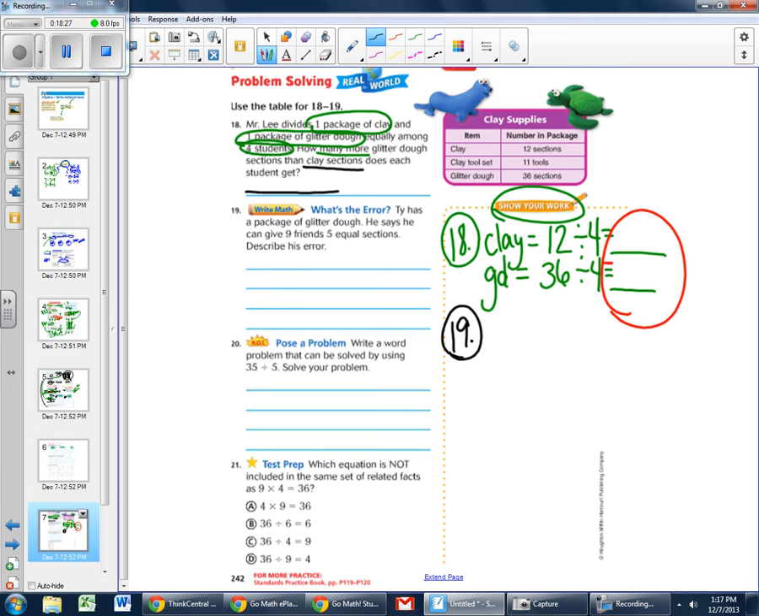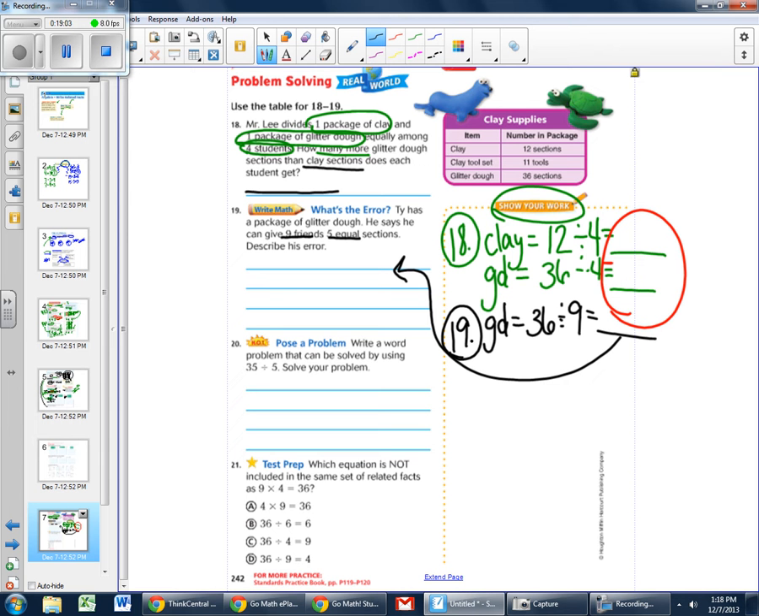And I need to look at glitter dough. Glitter dough equals 36 sections, and he wants to divide it by 5 friends. Oh, I'm sorry, 9 friends. I didn't underline my stuff, and now I'm messing up. I'm going to divide it by 5. Oh, I did it again. 9 friends. Find out what your answer is, and then describe in your own words what his error was there. Hopefully you do a better job than I did. I did not do a very good job on that problem.